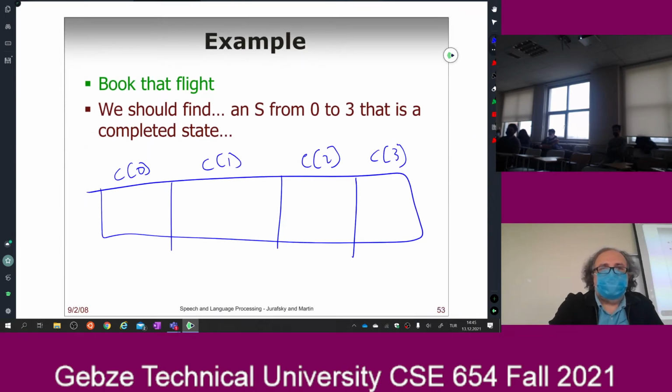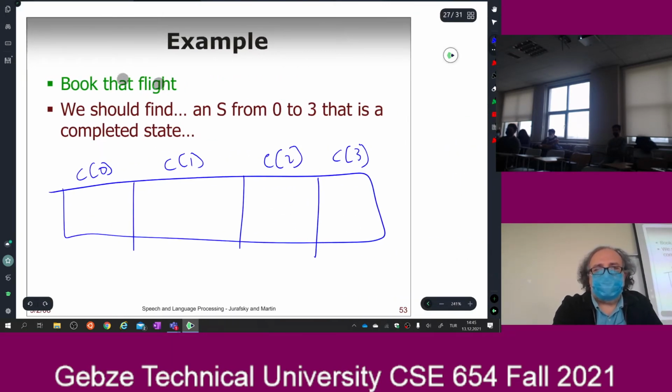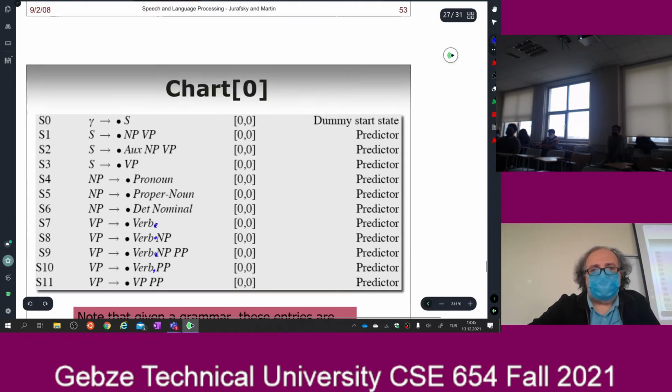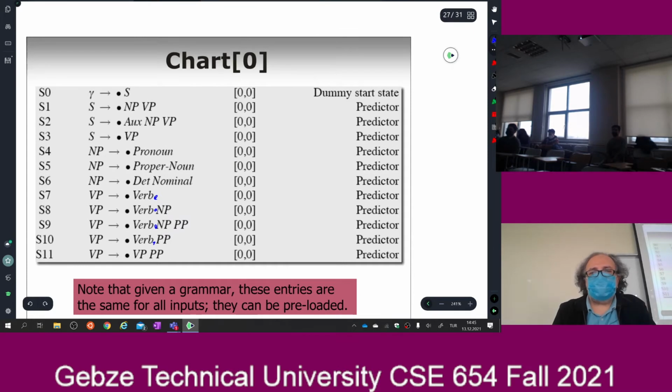Book that flight. So I have box number 0, 1, 2, 3, and plus 1. I have 3 words, 4 boxes. So at the beginning, chart number 0. Put all of them inside 0.